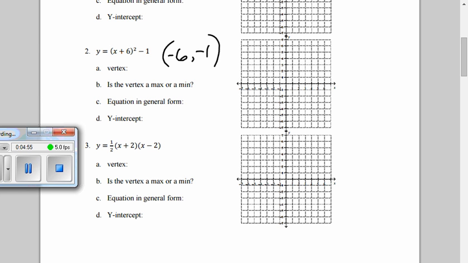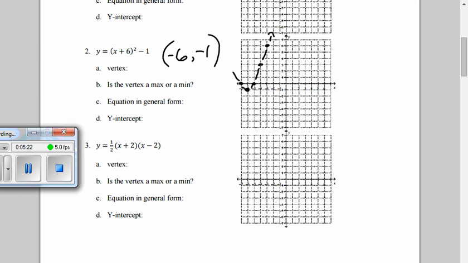Where is that on the graph? Negative 6, negative 1 is about right there. Now, is this parabola a U shape or is it a mountain shape? It's a U shape because there's no negative in front. And therefore I can go over 1 and up 1, over 1 and up 1, over 2 and up 4. There we go. And over 3 and up 9. So that'll be right there. There's my parabola roughly.